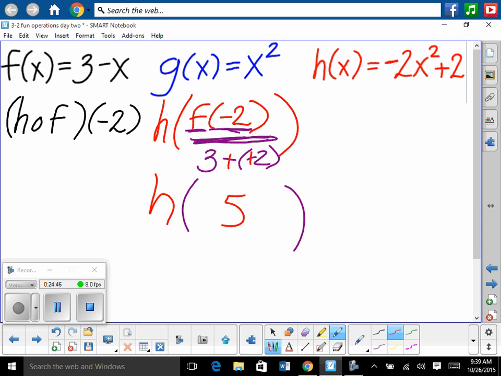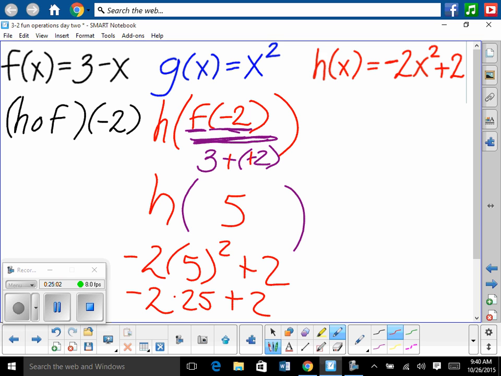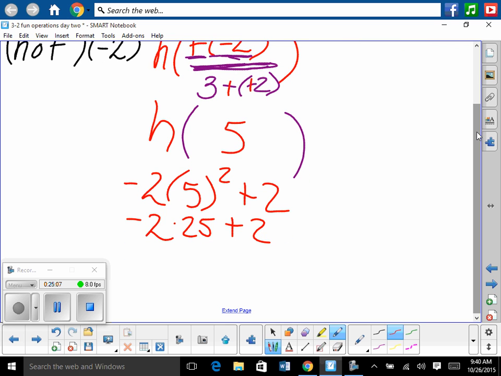Now I'm plugging in 5 into h wherever there's a variable. So I'll have negative 2 times 5 squared plus 2. And then you'll calculate that. So we'll have negative 2 times 25 plus 2, and then we'll get negative 50 plus 2, which is negative 48. So my answer in this one's negative 48. Does everybody see how to do it when you have a number? You have to smush it back in, calculate the inside, then calculate that new value. Does that make sense? Okay.